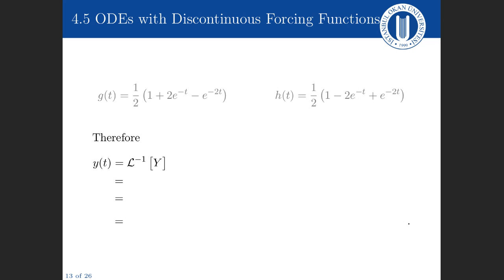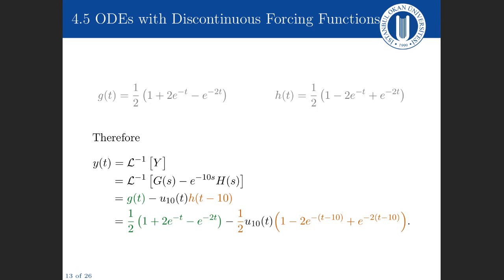Assuming these are correct, we can use our shifting formula to find small y. Because we've said that capital Y is capital G minus e to the power minus 10s capital H. And using the shifting formula, this is the same as small g minus u10 of t small h at t minus 10. We know small g and we know small h. We can put these into the formula to find a formula for small y.